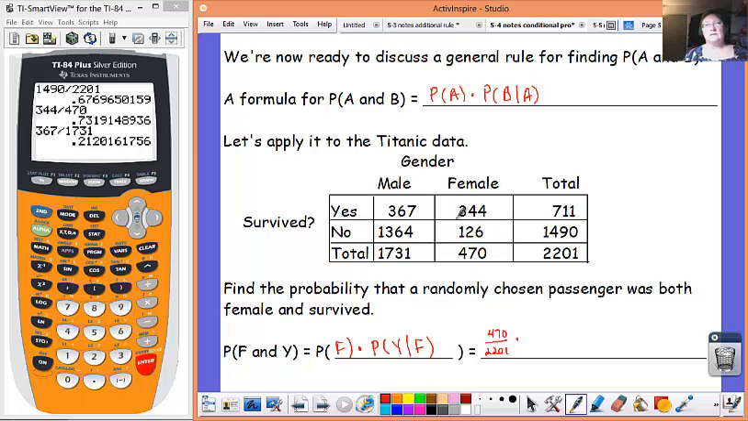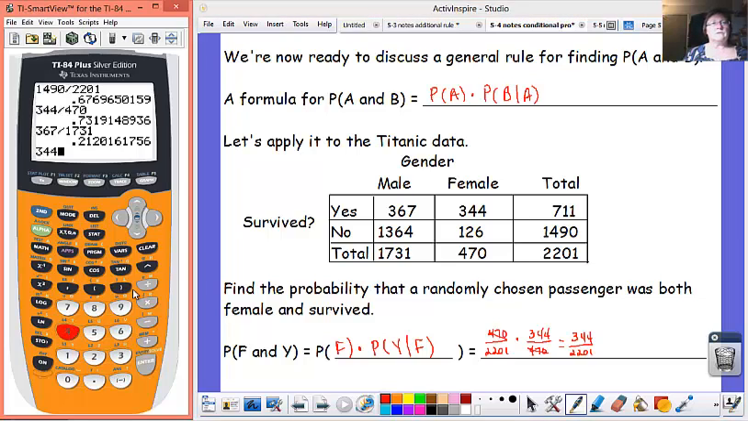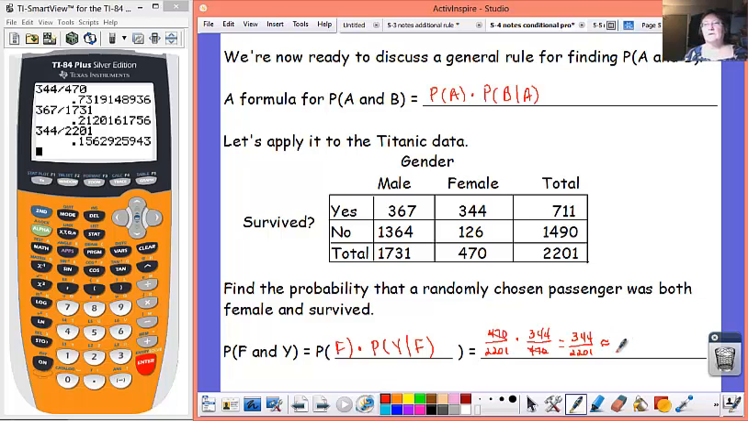So we think, okay, we're only here. The bottom of our fraction, we're only choosing from females this time, and those who survived were 344. So we think to ourselves, I see canceling, and we're looking at 344 divided by 2,201. That probability was about 0.1563.